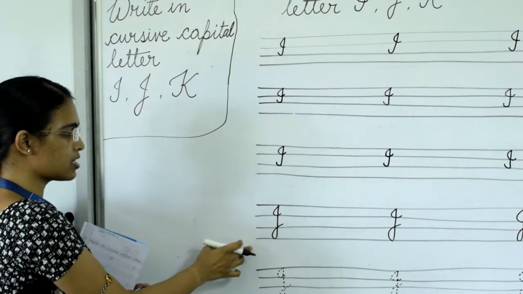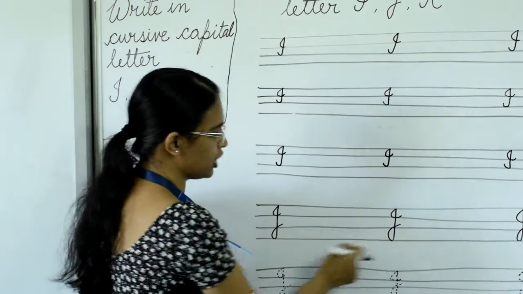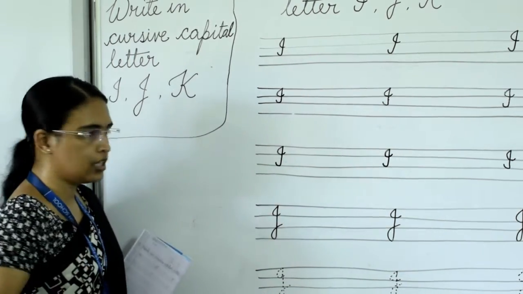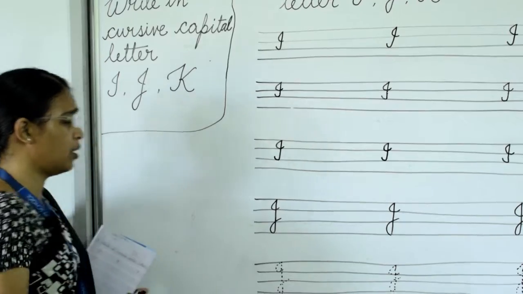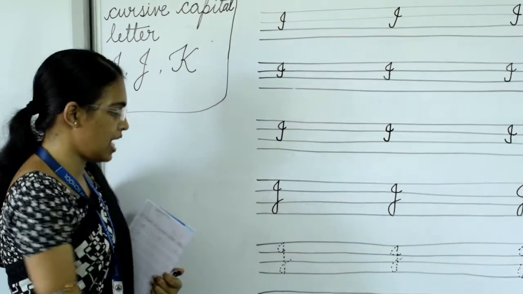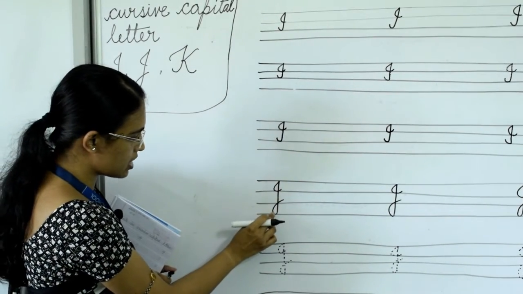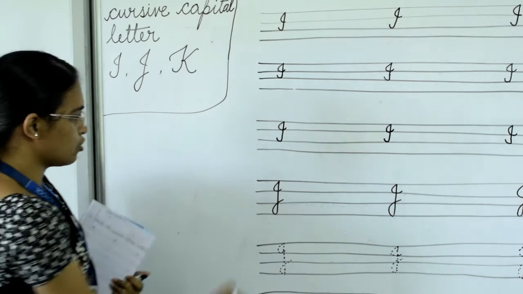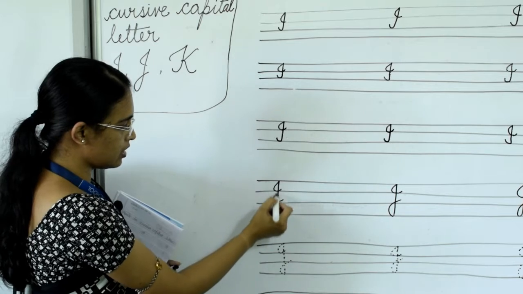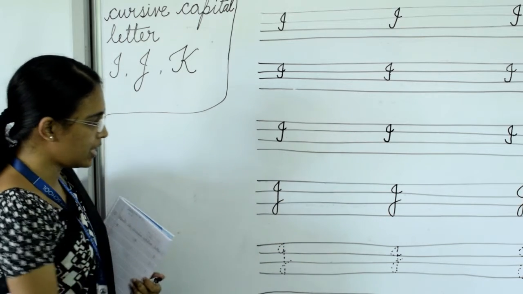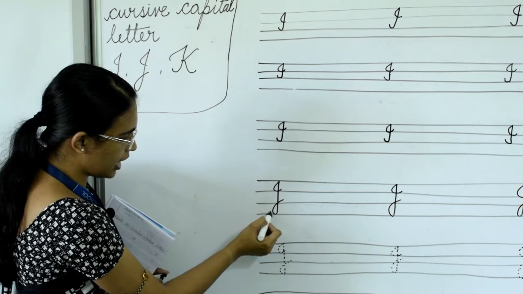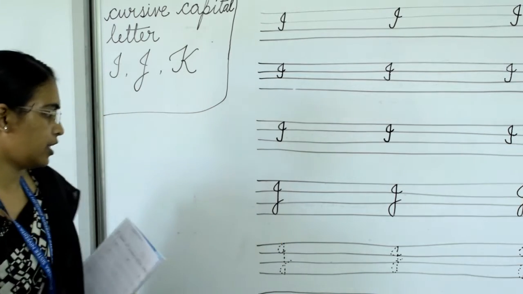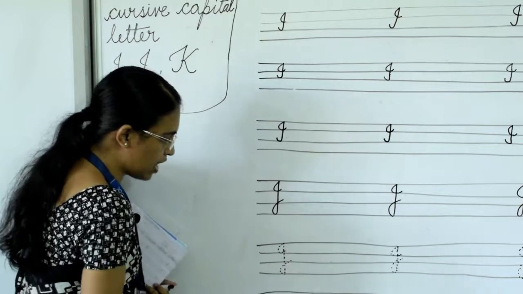Now next one is cursive capital letter J. Look, J and this I look similar, right? But J is a little bit big, and in J there is a curved line up to this. So in J this straight line is bigger than I, and at the end we have to cross this line. Okay, so how will you write J?